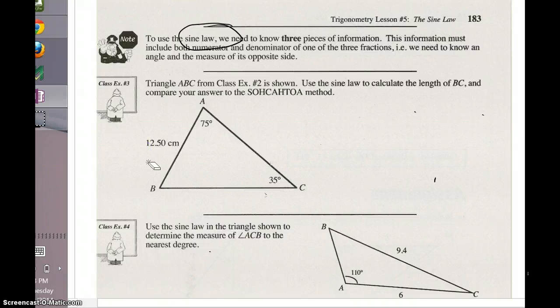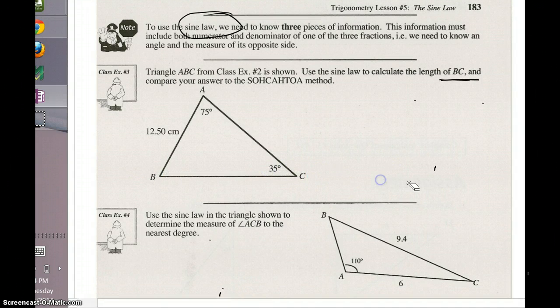So how does it start out? Well, we're going to be asked here to use the sine law to calculate the length of BC. Now again, remember, this is not a 90-degree angle, so I can't just use regular trig functions. This is different. So what I'm going to do is try to find the length of BC. What I will do first, however, is label BC little a, and we'll label the side across from B little b, and the side across from C little c.